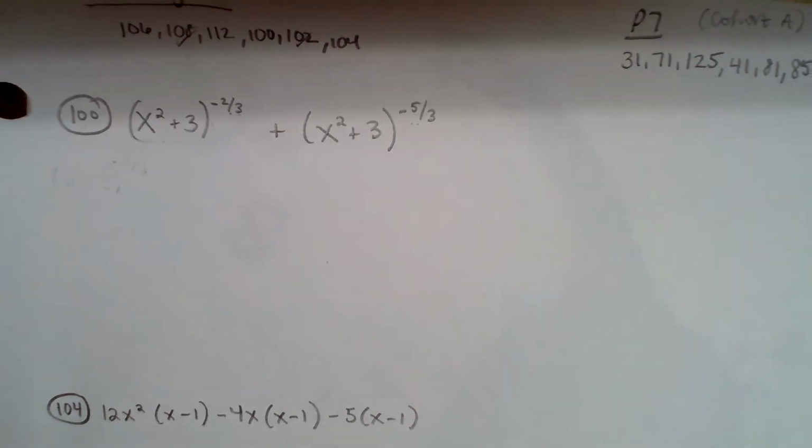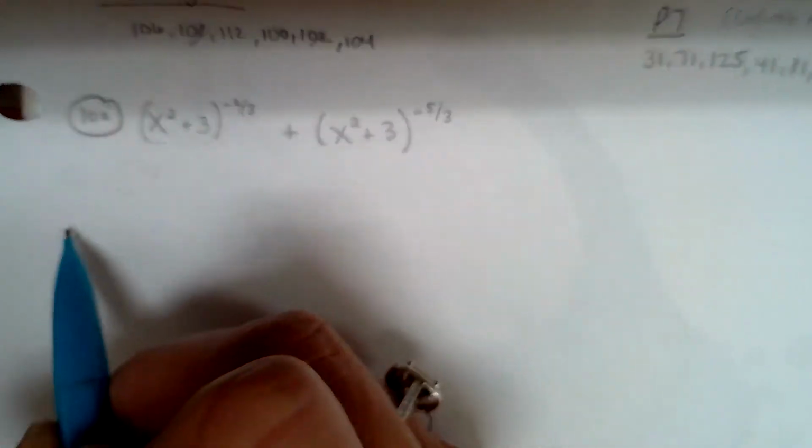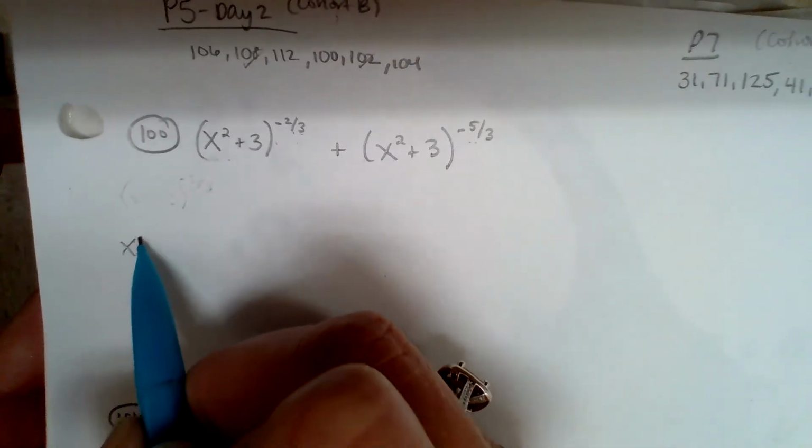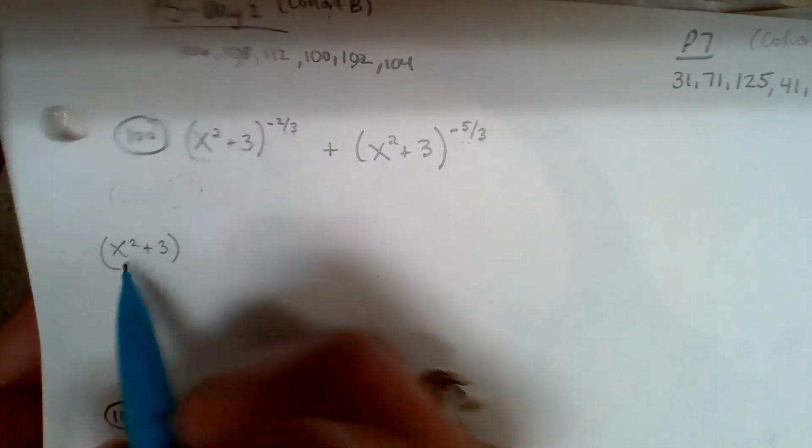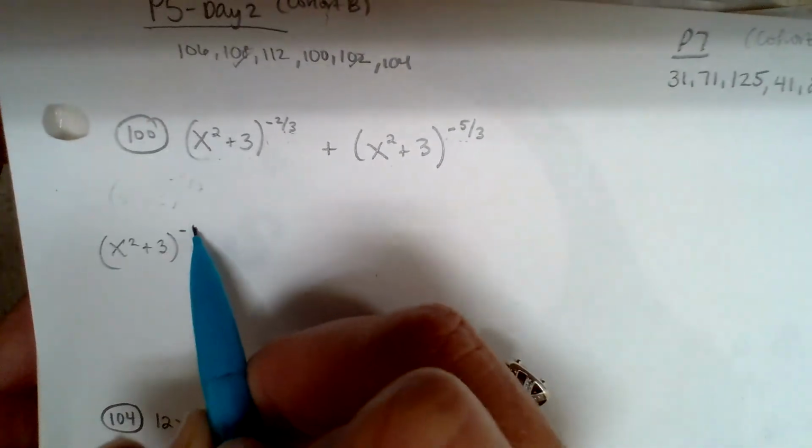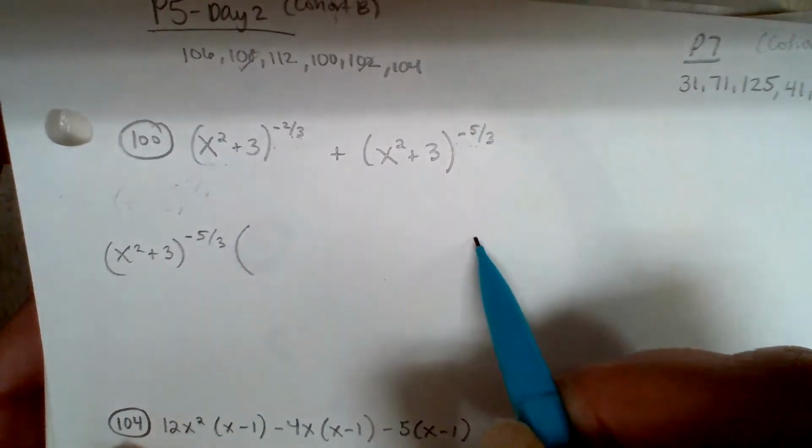So a couple more on P5 day 2. On this first one, number 100, I'm going to take out an x squared plus 3, and to what power? The lower of the two, which is negative 5/3. And then I have to see what's left of each piece.